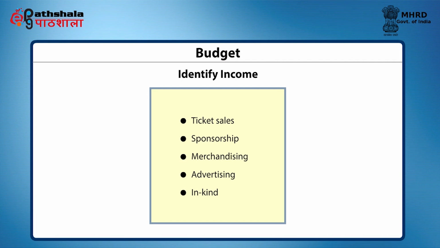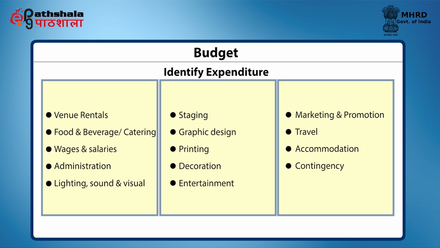Sample preliminary budget as shown on the screen should include main costs such as venue rentals, catering, wages and salaries, administration, lighting, sound and visual, staging, marketing and advertising, entertainment, travel, accommodation, decoration, graphic and printing, and contingency. Establish a specific budget for the event, setting aside at least 10% for contingencies and exigencies.